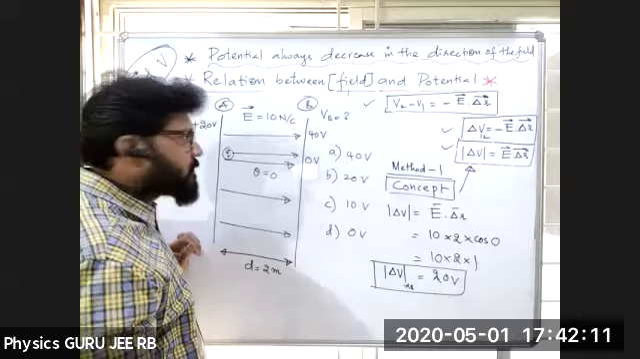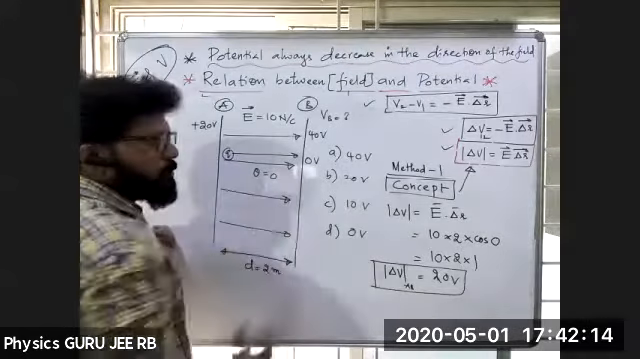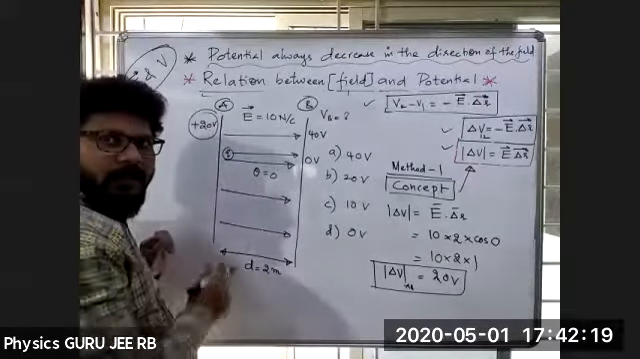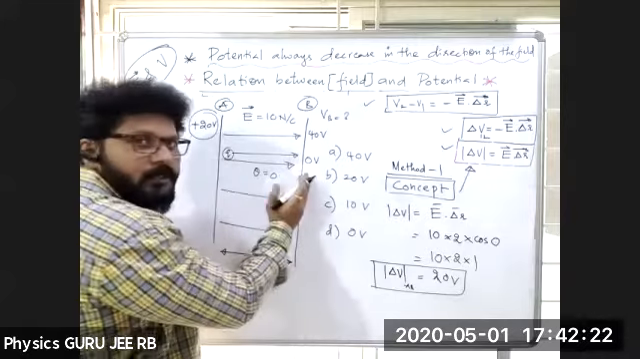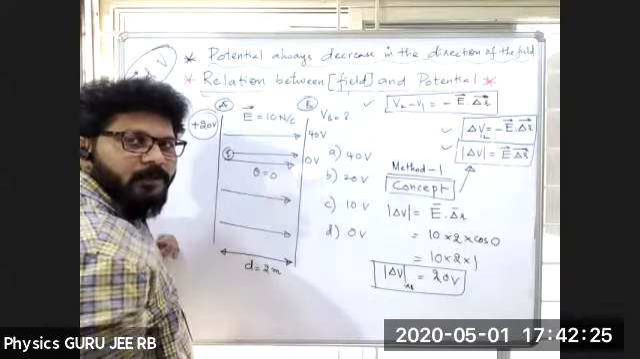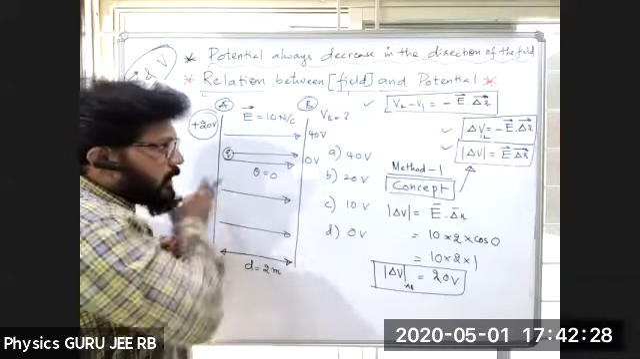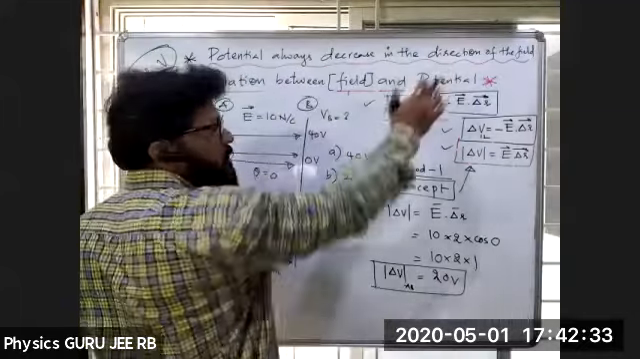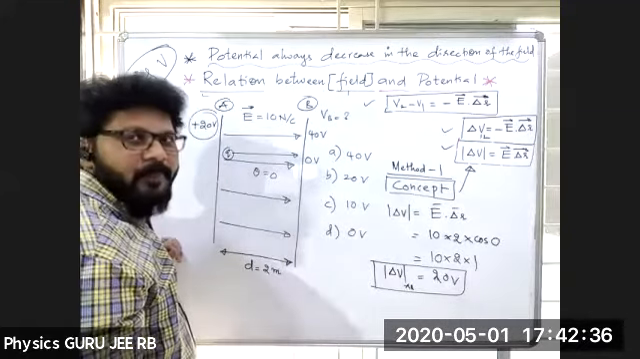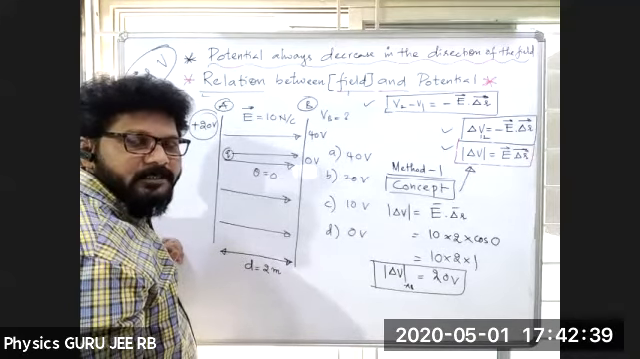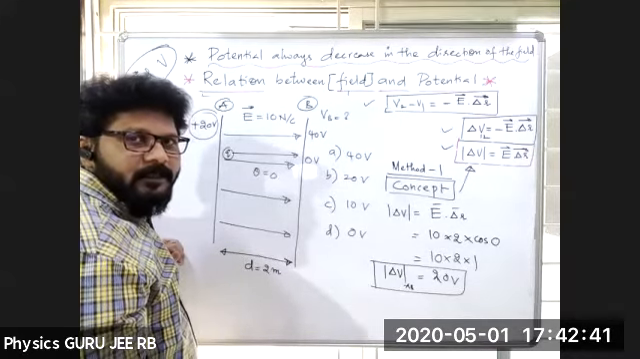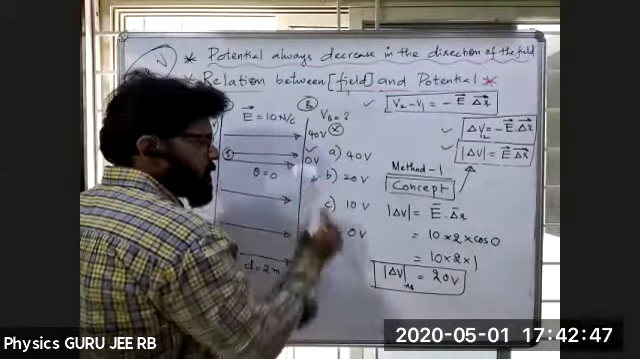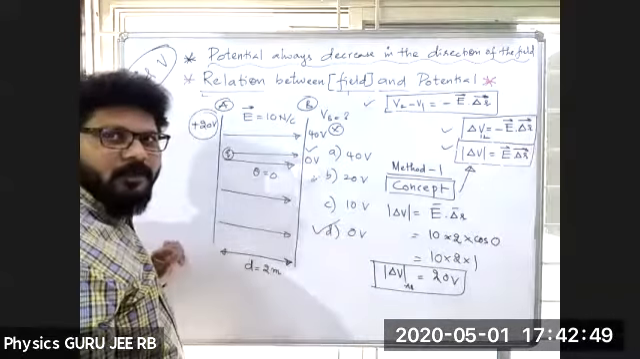Let us see. I am moving the charge from A to B. A we already know is 20 volts. I am moving from A towards B, in the direction of the electric field. In the direction of the electric field, does potential decrease or increase? Can you tell me, anybody? Yes, it decreases. That means this is not possible. This is possible, so the answer is D option.